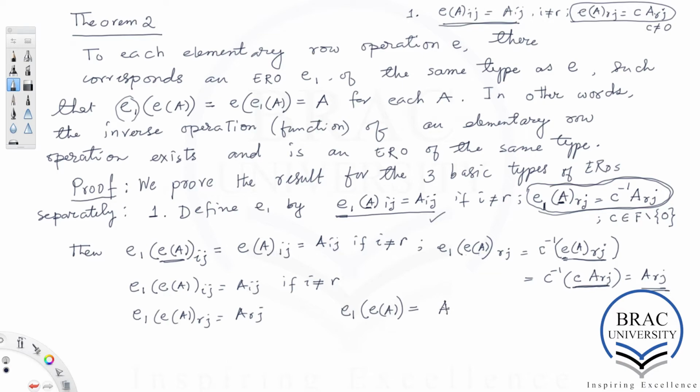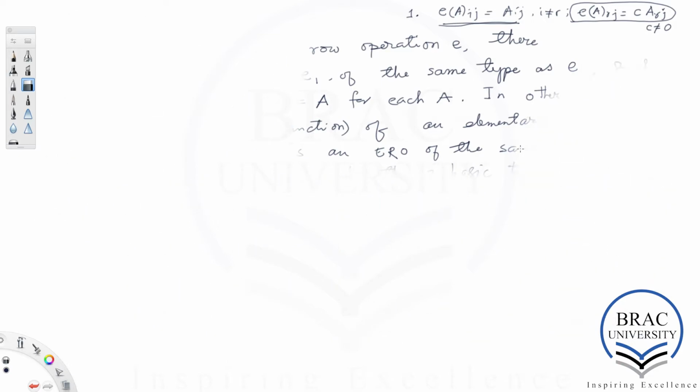Okay, similarly one can show that E of E1 of A is equal to A for type 1 elementary row operation E. Okay, so we are done with the first type. So let me erase everything and move to the second type.